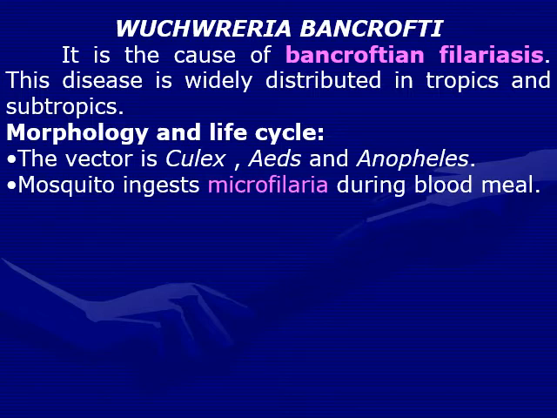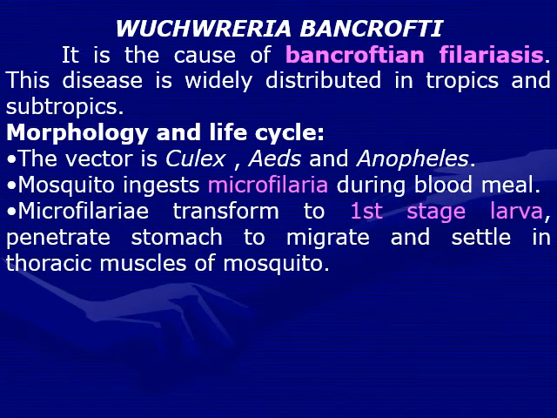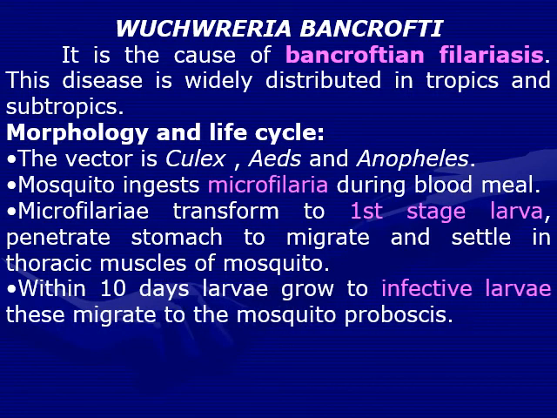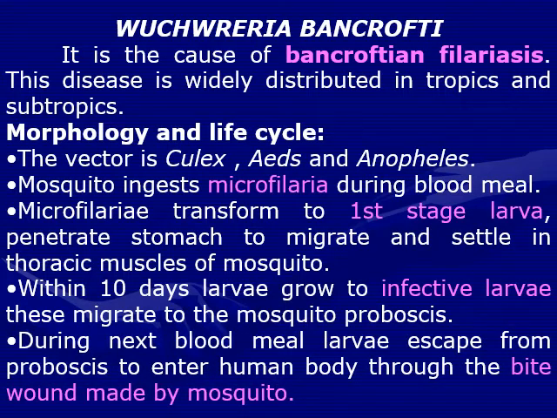Mosquitoes ingest microfilaria during blood meal, as we said before, and the microfilariae transform into the first larval stage inside the stomach of the insect, penetrate the stomach to migrate and settle in the thoracic muscle of the mosquito to form the second larval stage, and the third, which crawls anteriorly to the mosquito mouth parts or proboscis to settle there, remaining and waiting for the next blood meal. This occurs within 10 days from the previous blood meal.